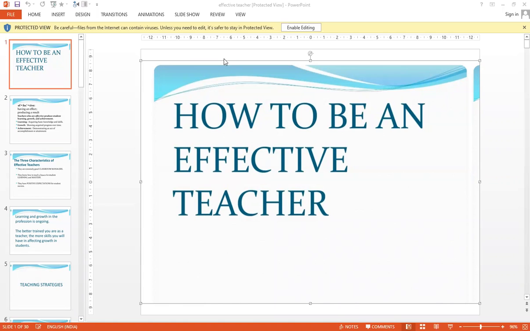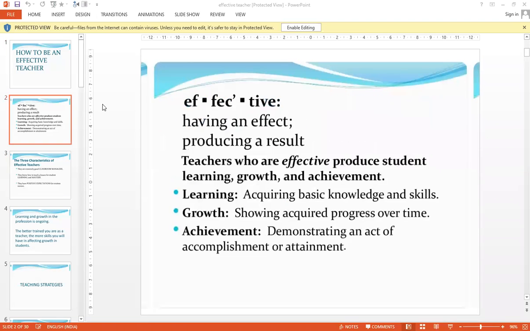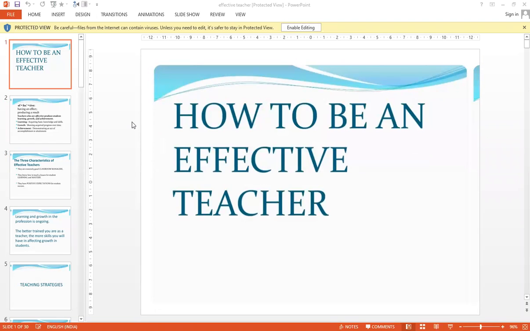Today's topic is how to be an effective teacher. So today's topic is effective teacher. How to be an effective teacher? Let us see what are the qualities required to be an effective teacher.